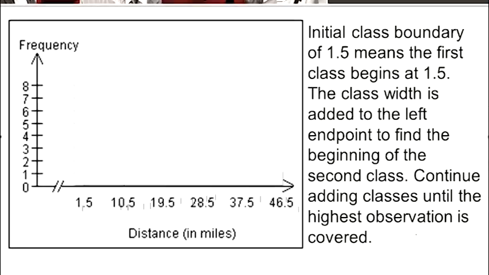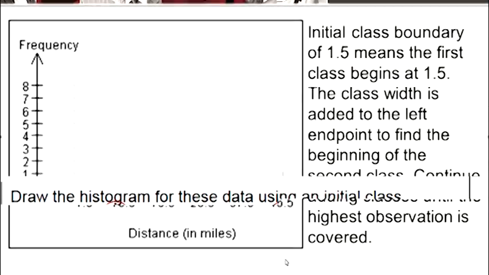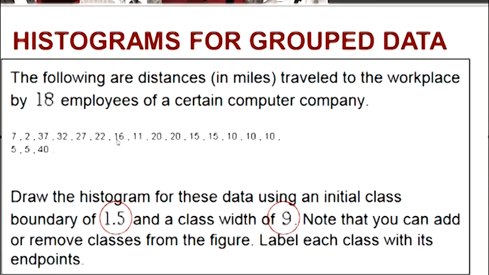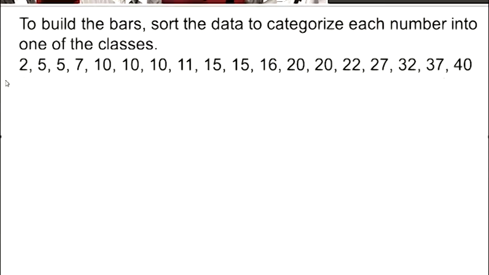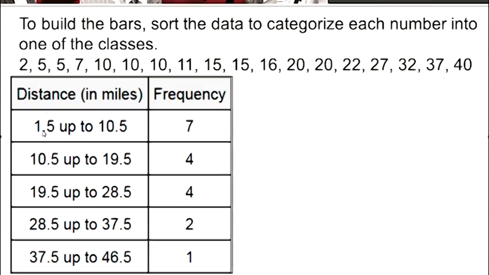Continue adding classes until the highest observation is covered. So if you look at it, my highest observation was 40. So I want to make sure that I have room to get the 40 onto the graph. Okay? Then we're going to sort the data in order from lowest to highest. Once you do that, it becomes easier to count up however many you have in each class.